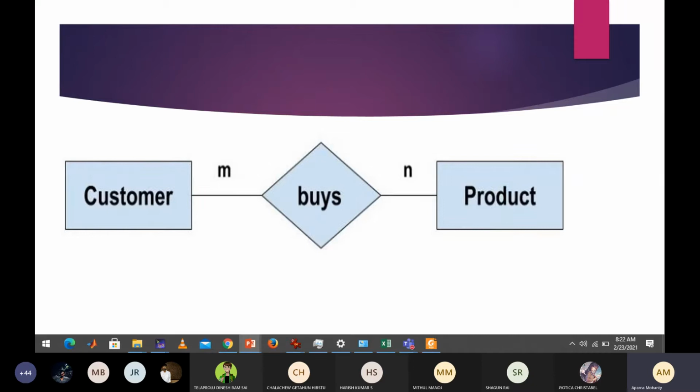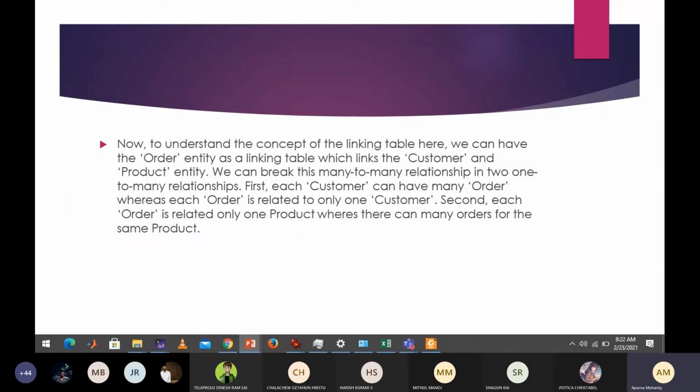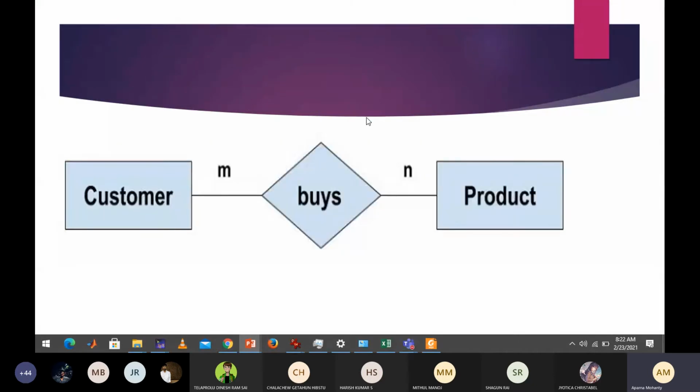So this is just one example, like customer and the product. Customer is an entity, product is an entity. Customer can buy multiple products, and a single product also can be bought by multiple customers. So all this combinedly is called a many to many relationship.